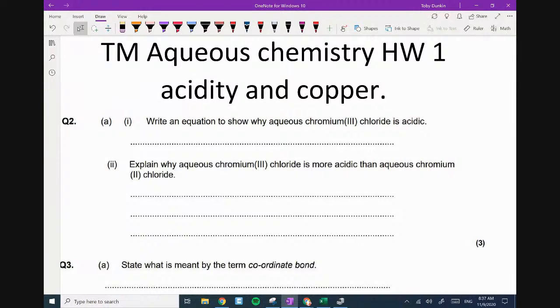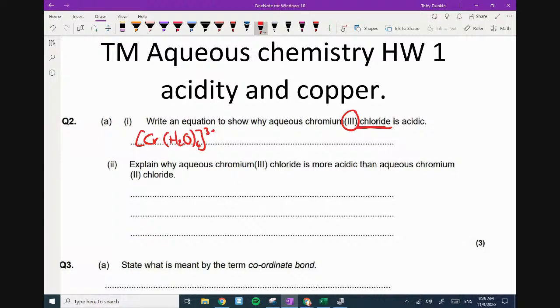So copper and acidity homework. It says write an equation to show how aqueous chromium 3 chloride is acidic. Now the chloride bit is a trap, because in reality we know that the chloride ion doesn't do anything. And remember my sentence that you're going to hate? Everything starts off hexaaqua. So we're going to have chromium 3+, which means it's very acidic.